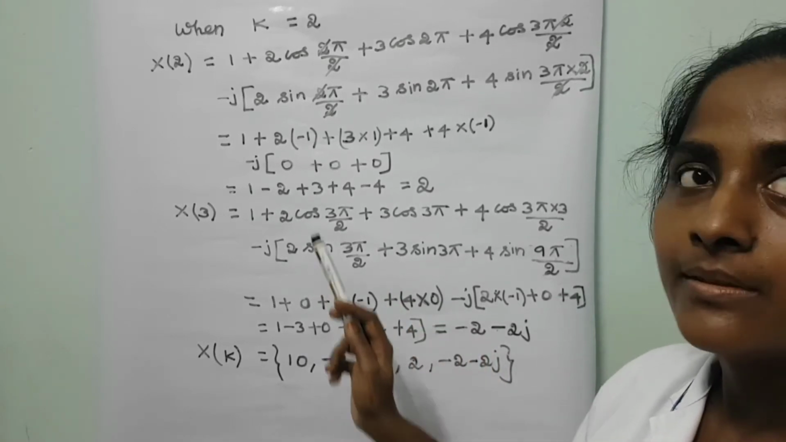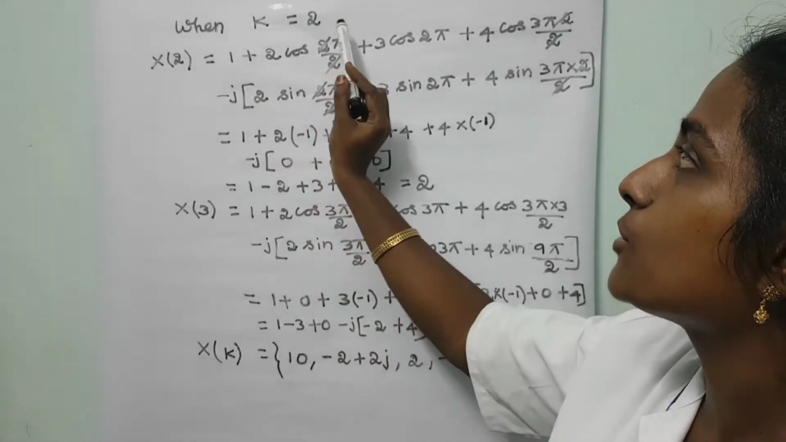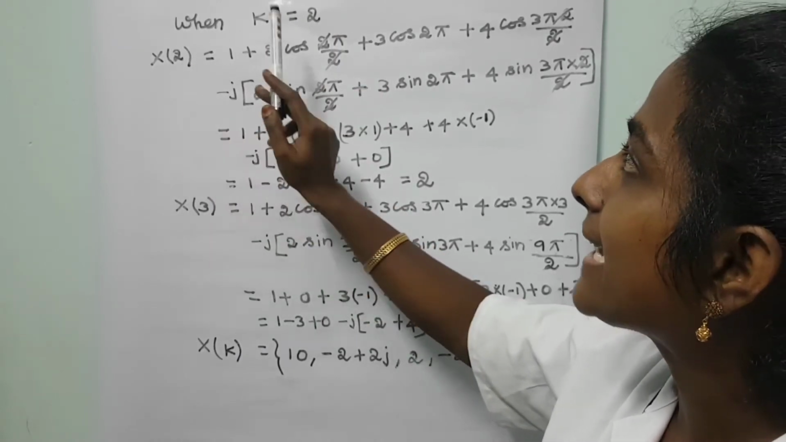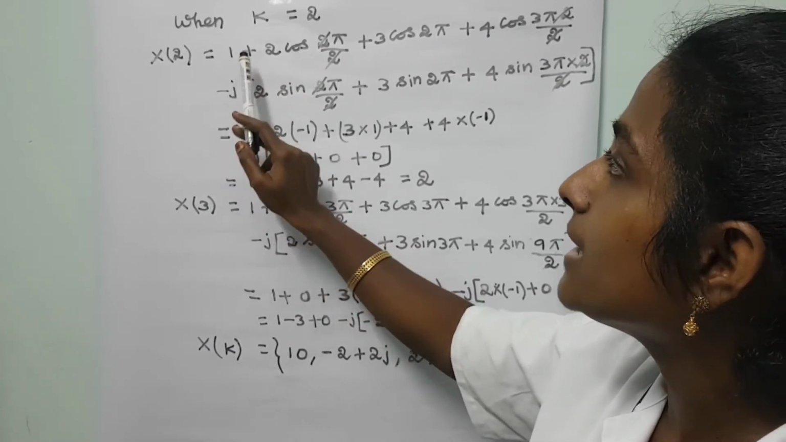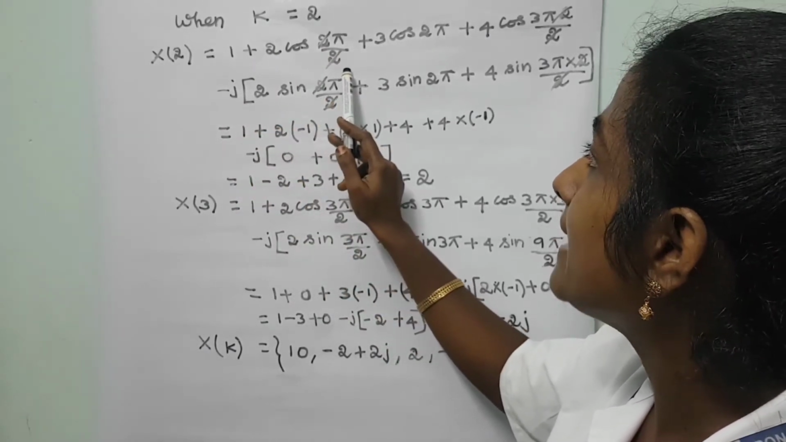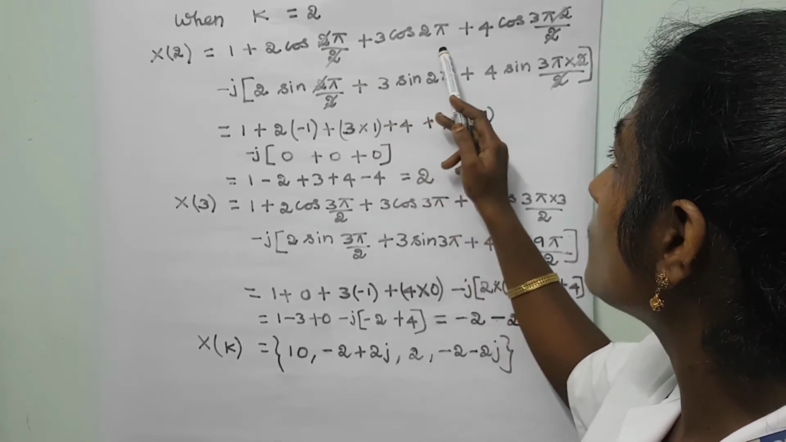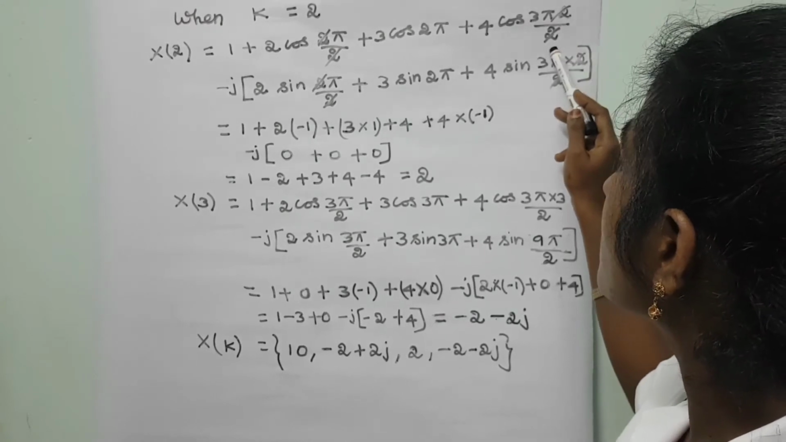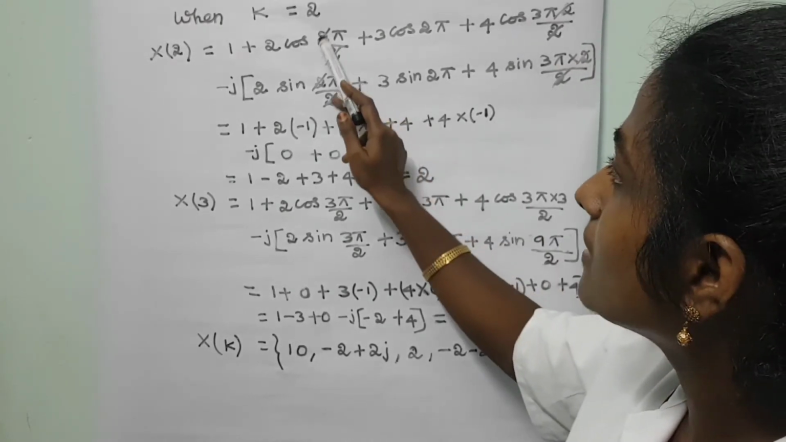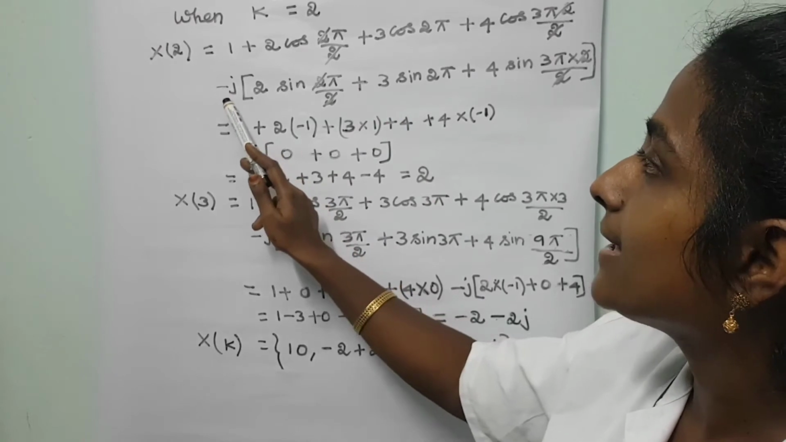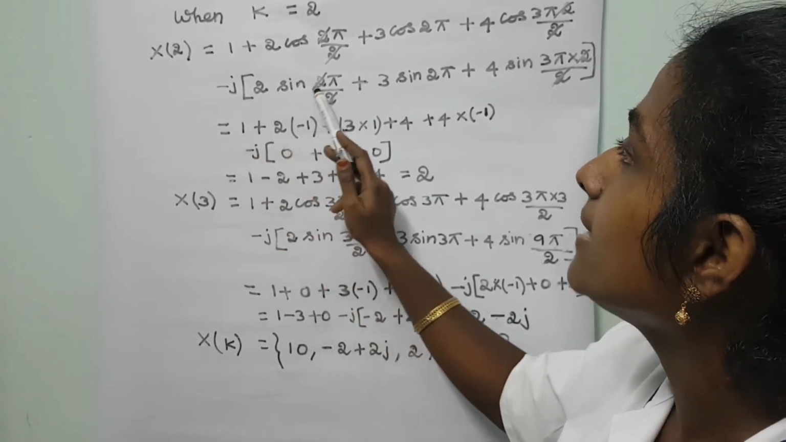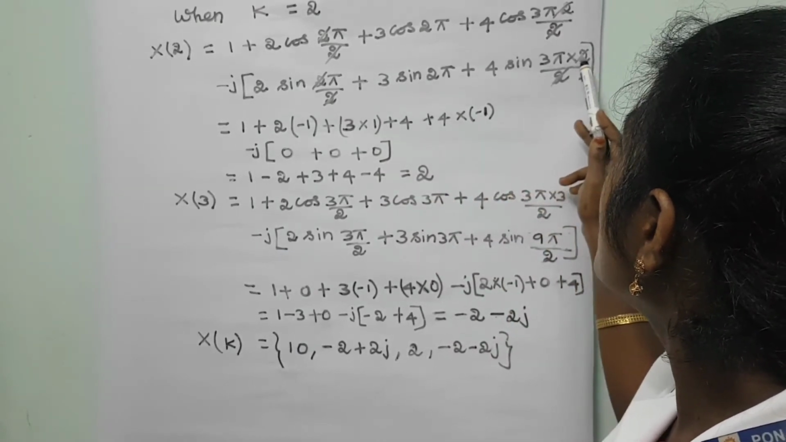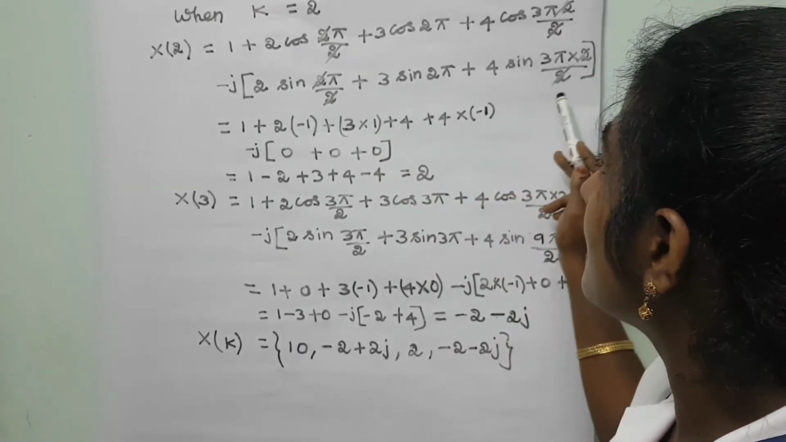Next, we have to substitute for 2. When k is equal to 2, you substitute in that formula. In the kth place you substitute 2. So you will get 1 plus 2 cos 2 pi divided by 2 plus 3 cos 2 pi plus 4 cos 3 pi 2 divided by 2, so this 2 and this 2 will get cancelled. Here also this 2 and this 2 will get cancelled. After that, in the imaginary part, minus j into 2 sin 2 pi divided by 2 plus 3 sin 2 pi plus 4 sin 3 pi 2 divided by 2. This 2 and this 2 will get cancelled.